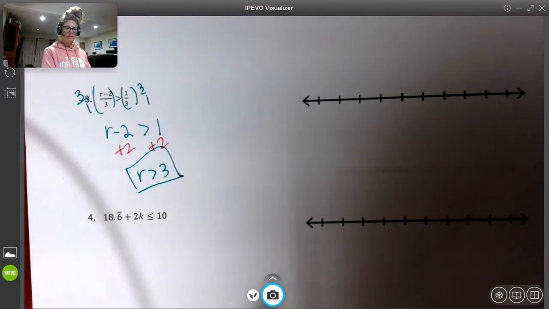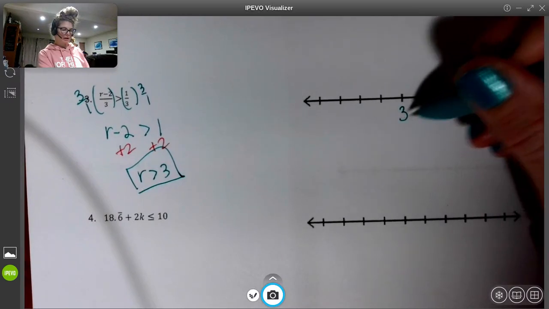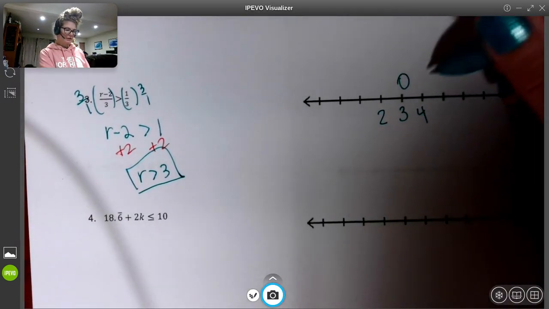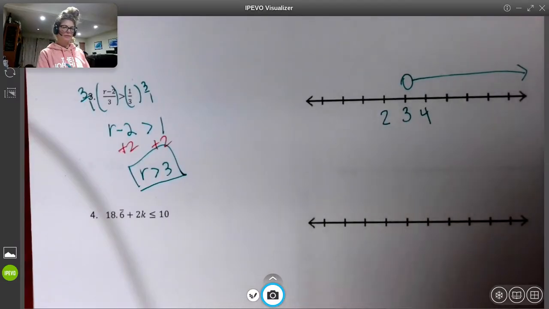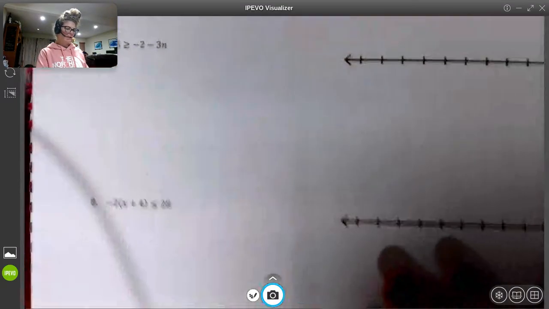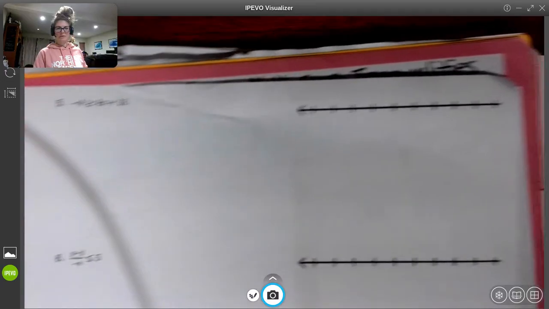This is my solution set. So on my number line, I'm going to plot 3, one integer less and one integer more. Open circle at 3, shaded to the right, because that's where it is greater than. Awesome. Like I said, we're going to do the odds together, and you're going to go back and do the evens. So the next one we're looking at is number 5.